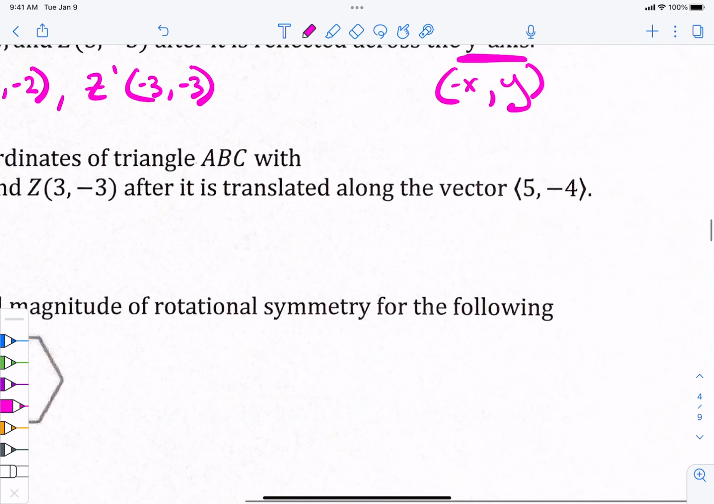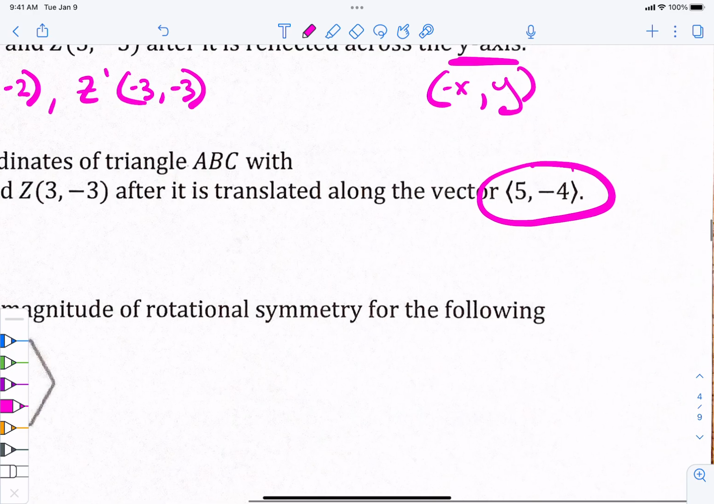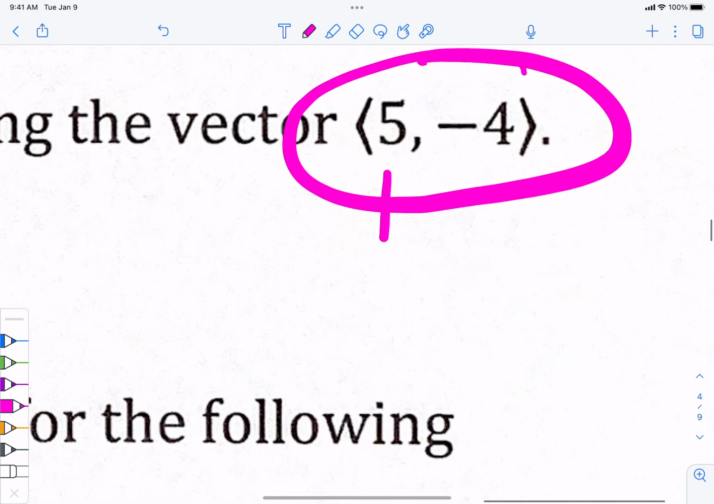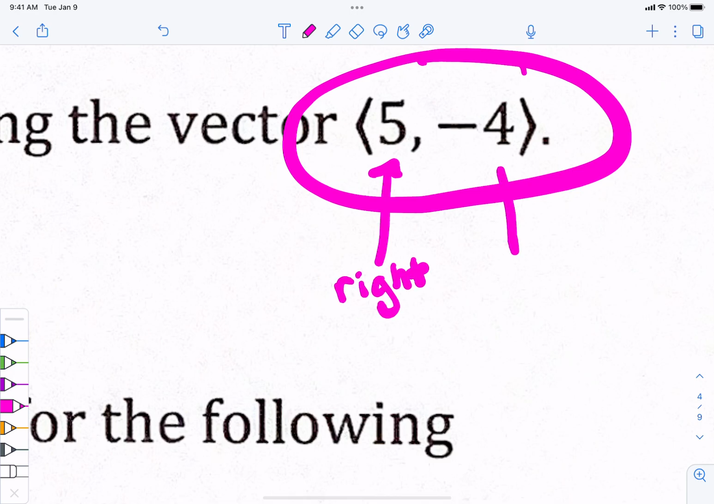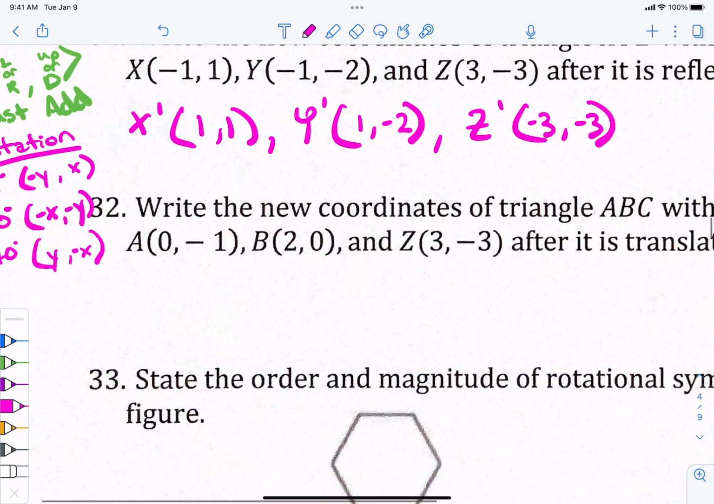Okay, 32. Translated along the vector 5, -4. What does the 5 do? Right 5, because the x coordinate goes left and right. The 4 is moving it down. Down 4. So we're just adding 5, -4 to each one. 5, -4, 5, -4, 5, -4. I don't care if you write these down, whatever.